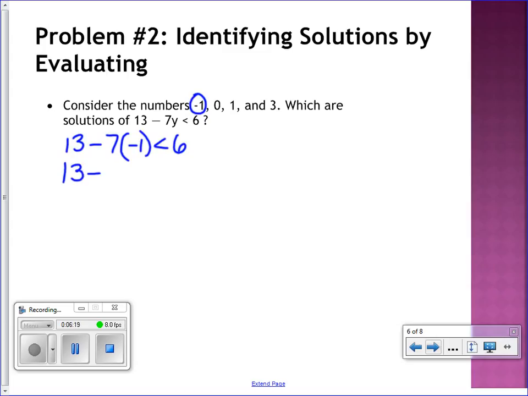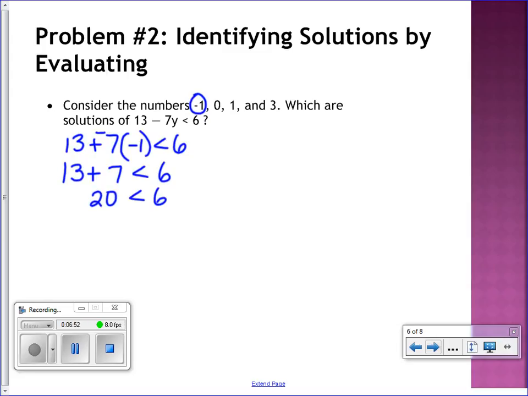I have to multiply first before I subtract. Let's change our subtraction to adding the opposite, and then that'll make it a little bit easier, and we won't be so inclined to get the wrong sign. -7 times -1 is +7, so we have 13 plus 7 is less than 6. 13 plus 7 is 20.